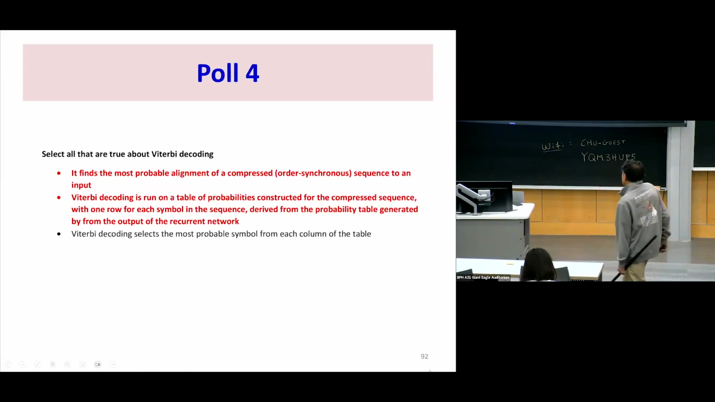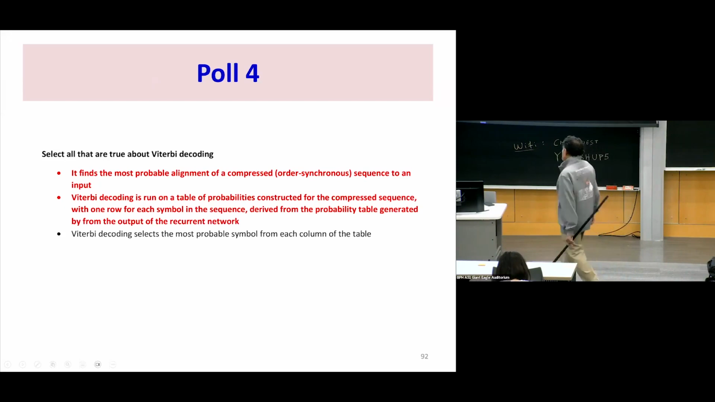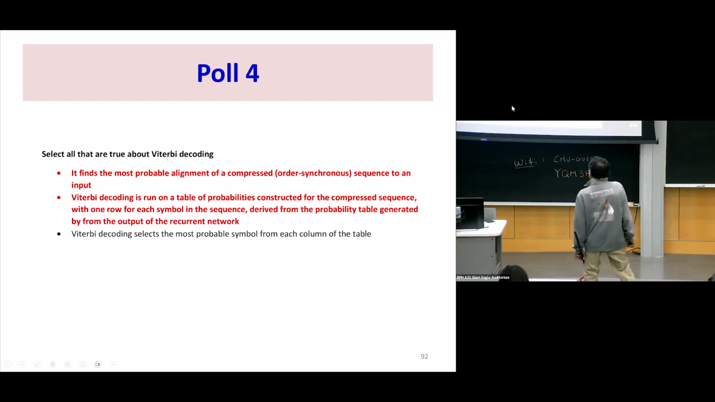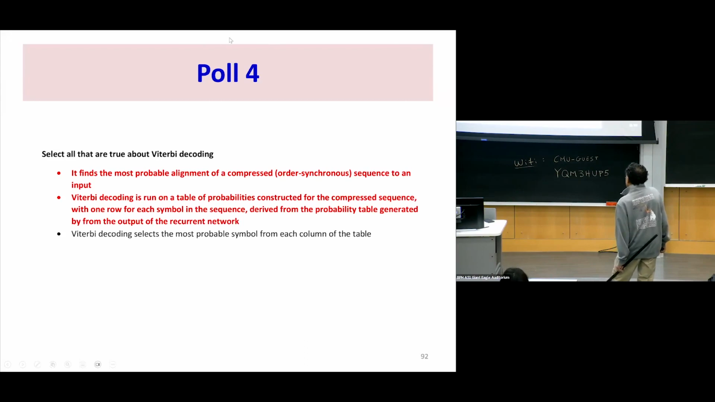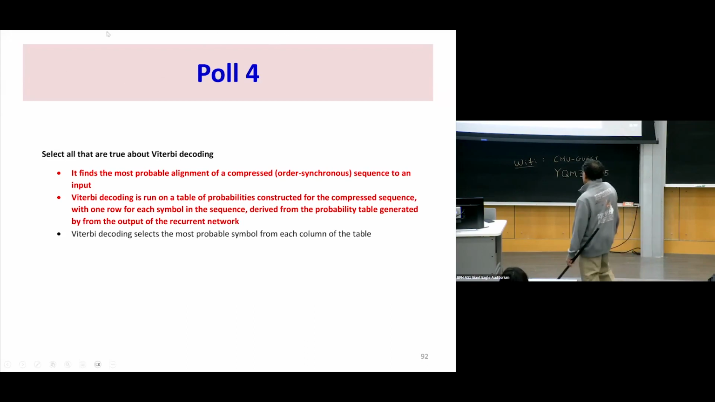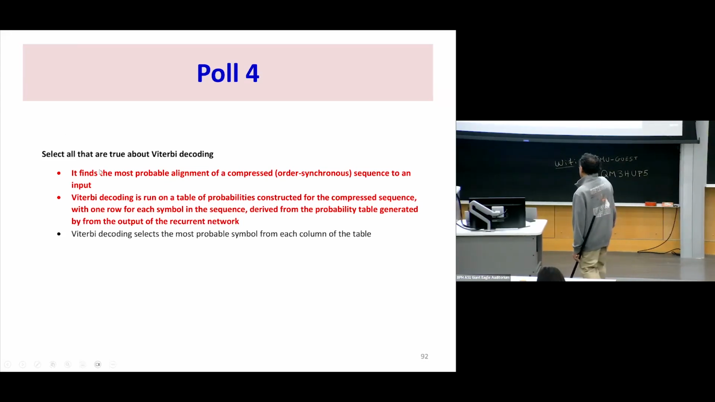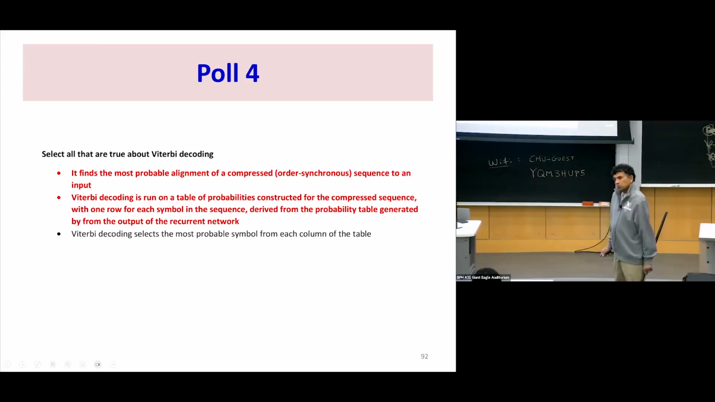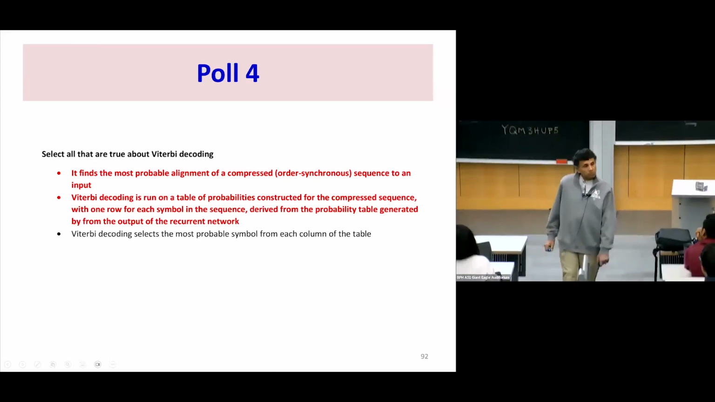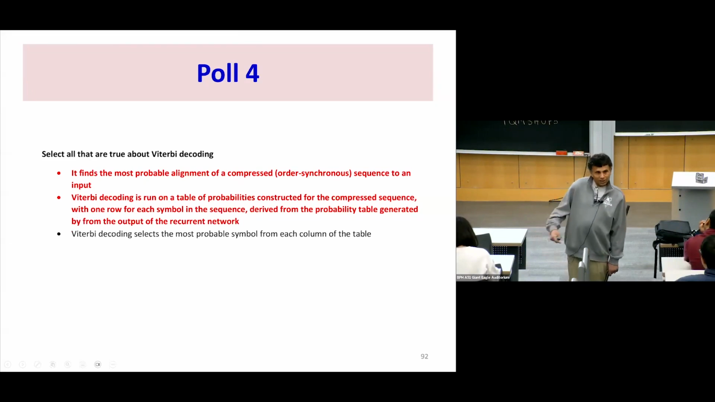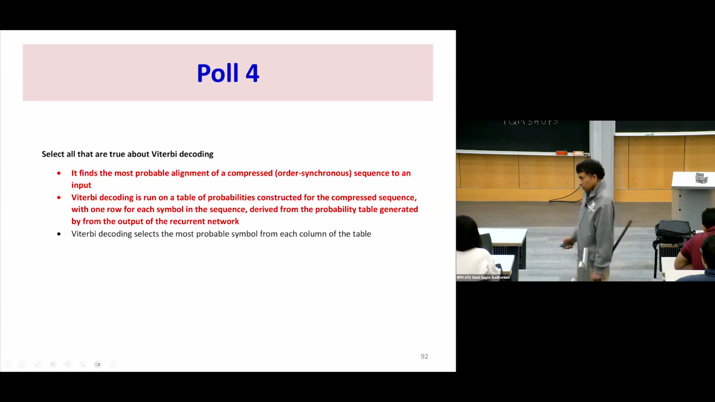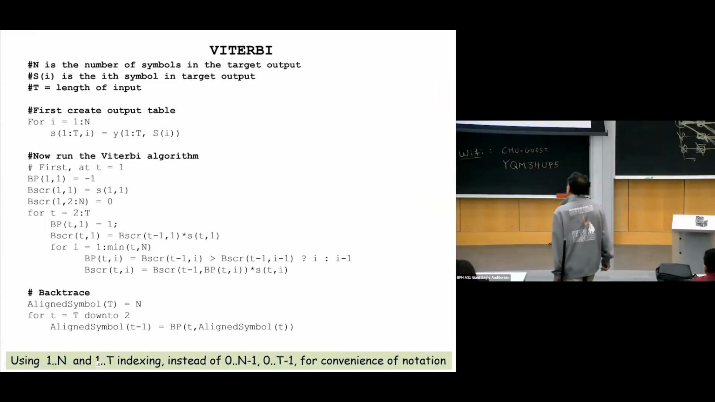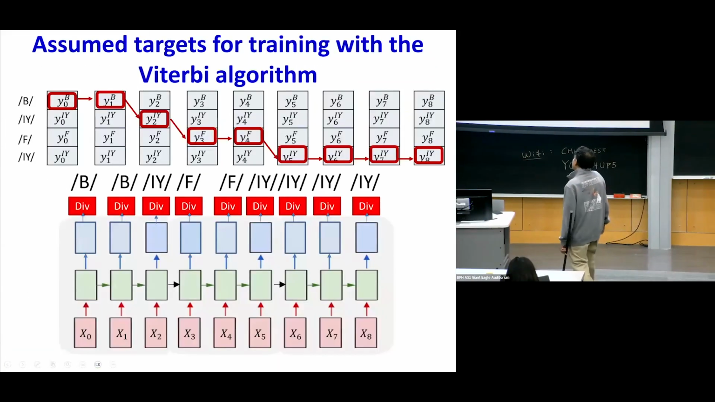And so the Viterbi decoding finds the most probable alignment of a compressed sequence to an input. It's run on a table of probabilities constructed for the compressed sequence with one row for each symbol in the sequence, derived from the probability table generated from the output of the recurrent network. And it doesn't select the most probable symbol at each time. That would not give you the most probable path, right? Because just picking the most probable symbol at each time has no guarantee that those things are going to connect up. It finds the most likely path. So I have some code for it. Anyway, I'll skip the pseudocode.